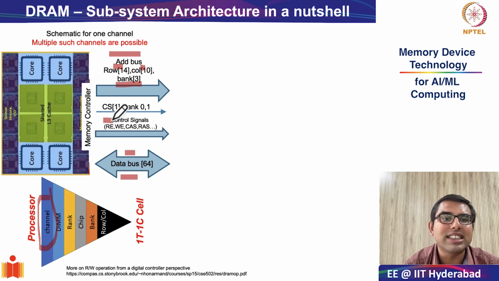So the control signals consist of read enable, write enable, then column strobe, row strobe, and so on and so forth. These are basically control signals which are asserted from the memory controller, which gives information to the DRAM subsystem or the main memory subsystem about what operation is to be performed as desired by the processor subsystem. Okay, so all of this control is exerted by the memory controller sitting inside the processor subsystem.